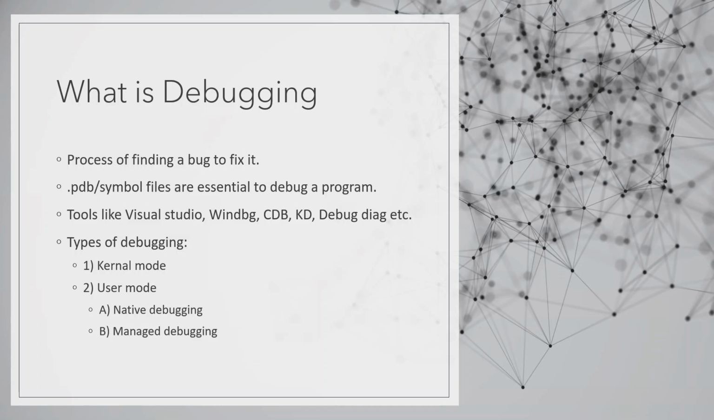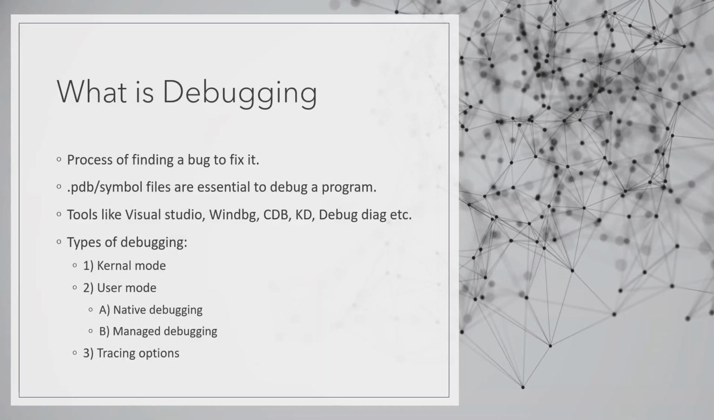Basically, managed debugging is when you are debugging a managed code or a managed assembly, like the one that you have written in a .NET language like C# or F# or VB.NET, etc. And the other code or process which is written in some native language, for example, C, C++, or some other language like VB6, when you debug those processes, we call it native debugging.